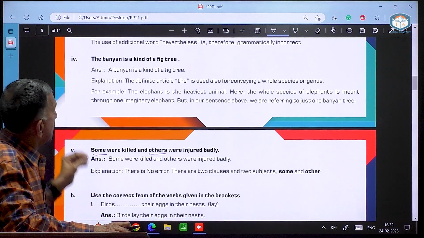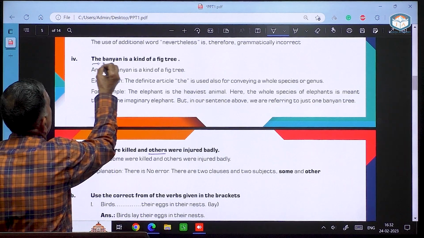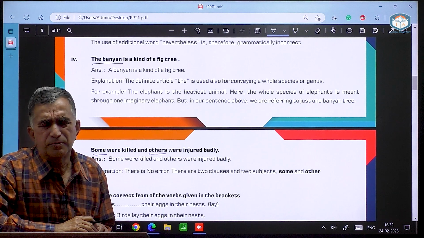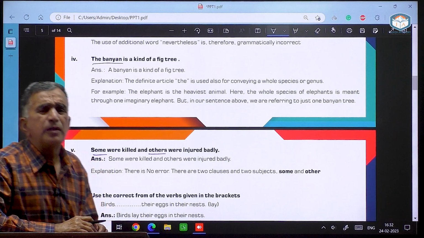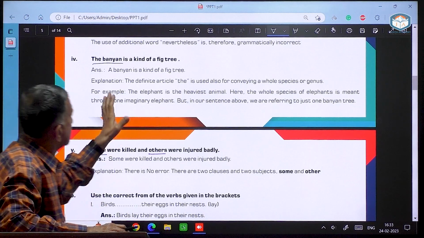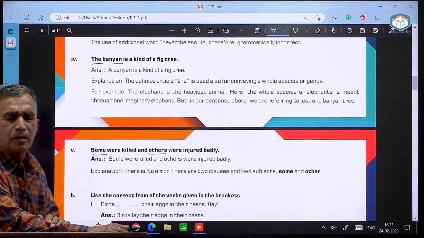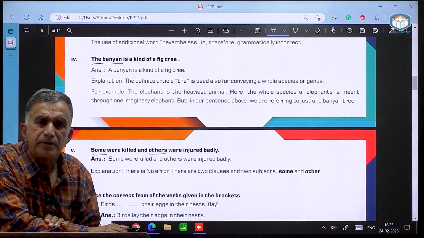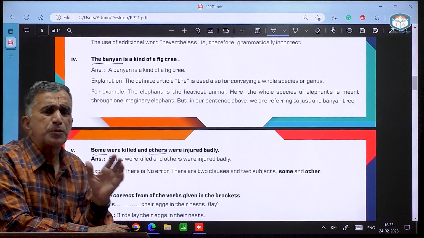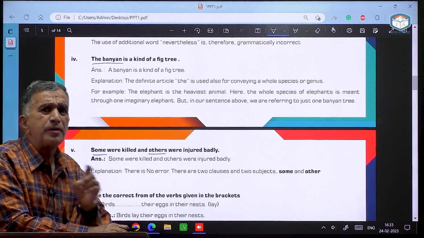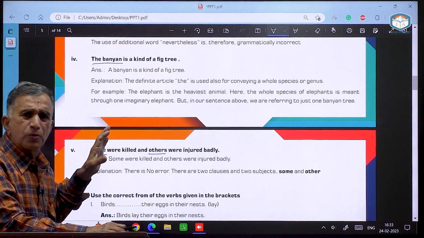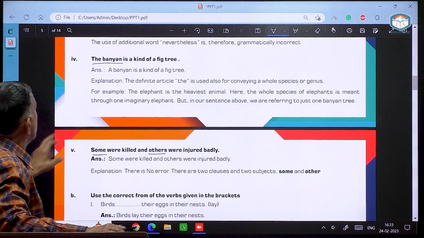The banyan tree is a kind of a fig tree. We use the definite article for conveying the entire species. But here we are not conveying the entire species of trees. We are only conveying one tree. A banyan tree is a kind of a fig tree. For example, the elephant is the heaviest animal. We are conveying the entire species of elephants through one imaginary elephant. But here there is no question of conveying the species, just one tree.